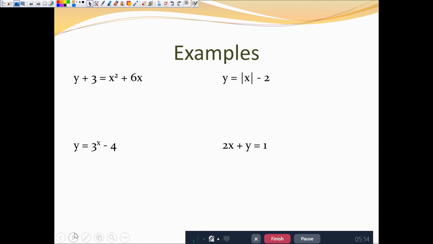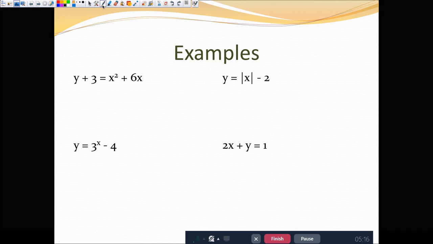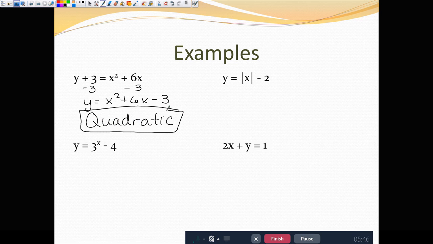Okay, so our first one here, it's not in the form of y equals. I need to get my y by itself, so I'm going to subtract 3. I'm going to get y equals x squared plus 6x minus 3. So this is an ABC format, so that's going to be a quadratic, which a quadratic is a type of polynomial, but it's the more precise word of it, so it's a quadratic. Ax squared plus bx plus c.